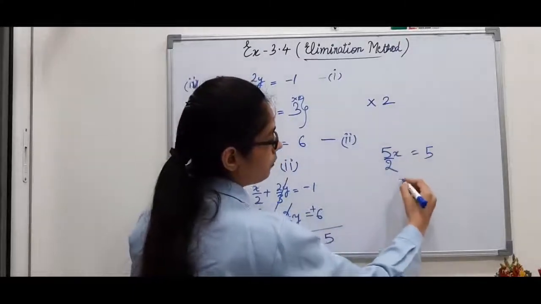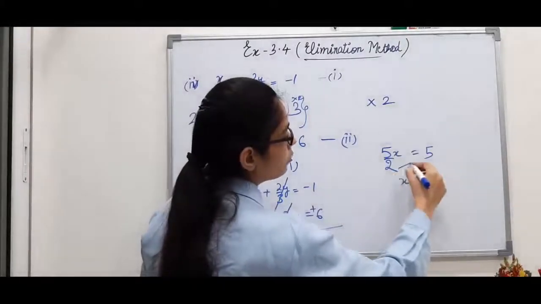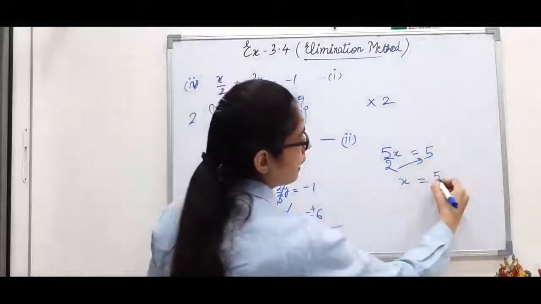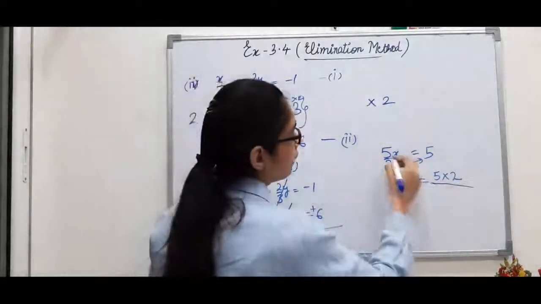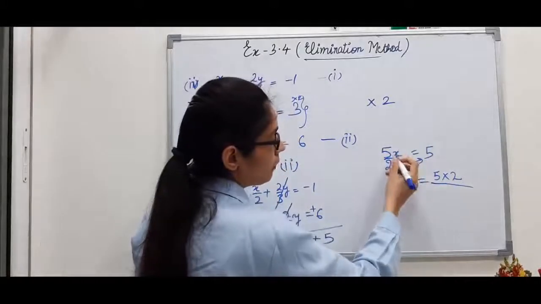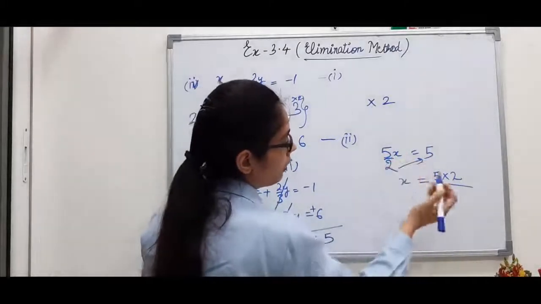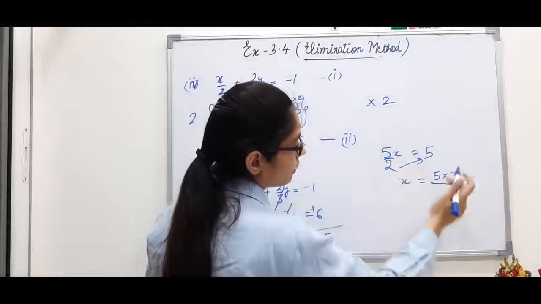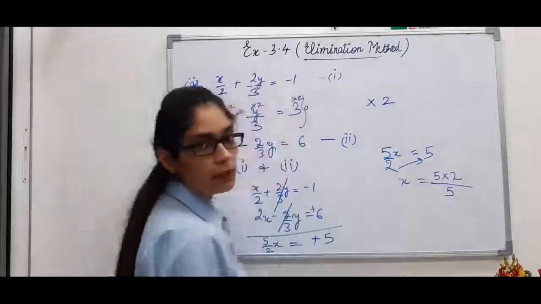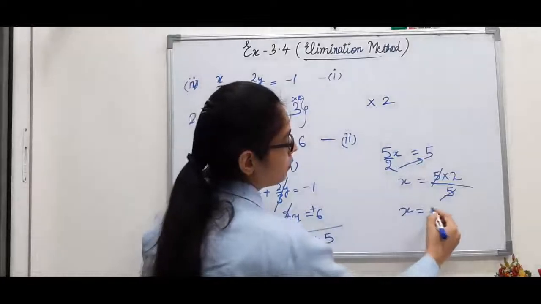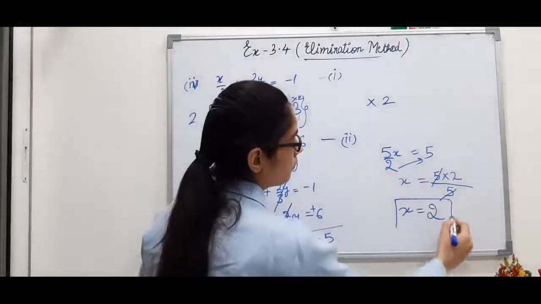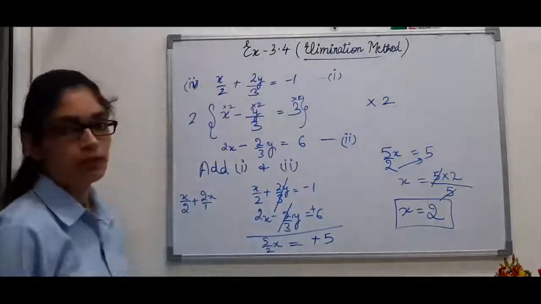Now x I will write over here. This 2 will be multiplied by 5 because here the 2 is getting divided and this 5 is getting multiplied with x. So on shifting the side, this 5 will get divided by the term. So 5 and 5 will get cancelled. So my x will be equal to 2. I have got the solution.